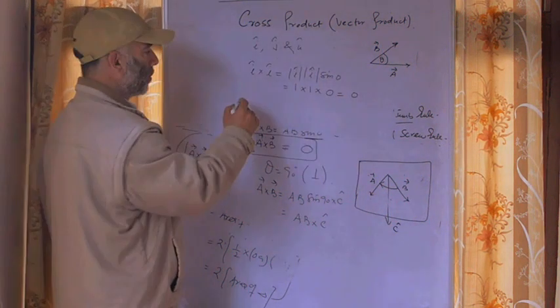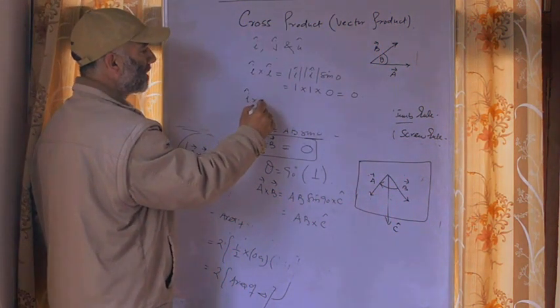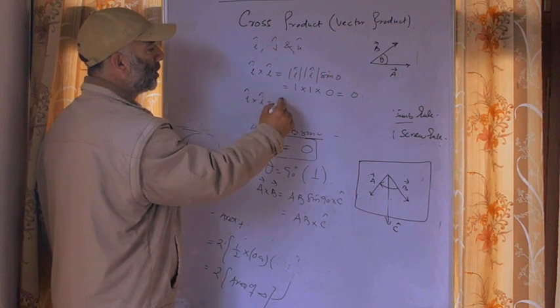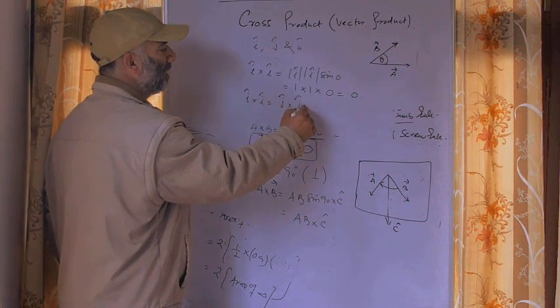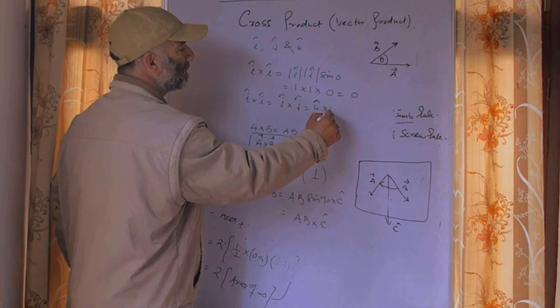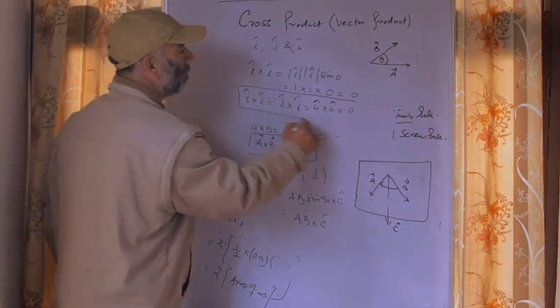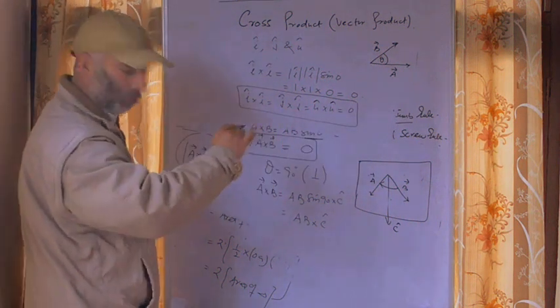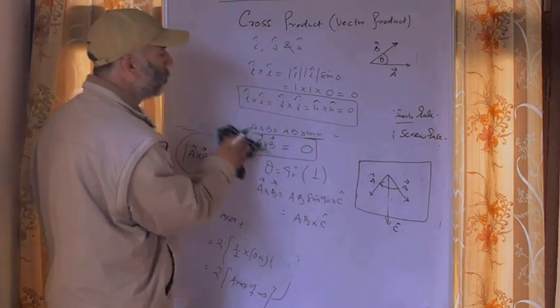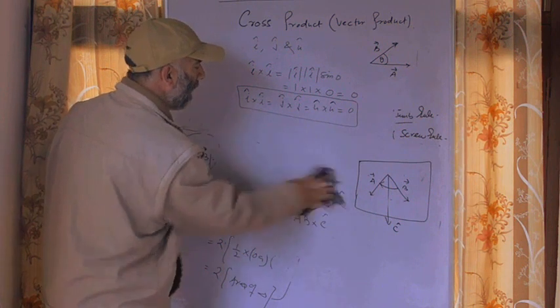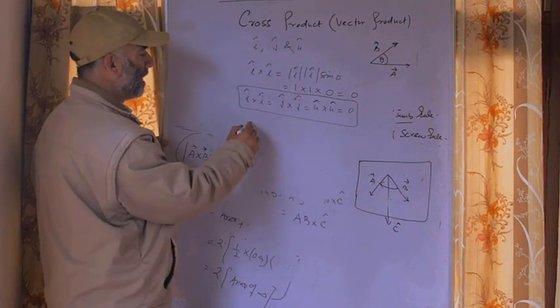So remember here, i cross i is equal to j cross j is equal to k cross k, and all the products are equal to 0. Why? Because these are collinear unit vectors. What happens in the case of i cross j?